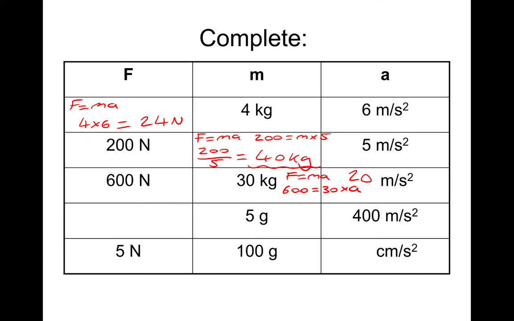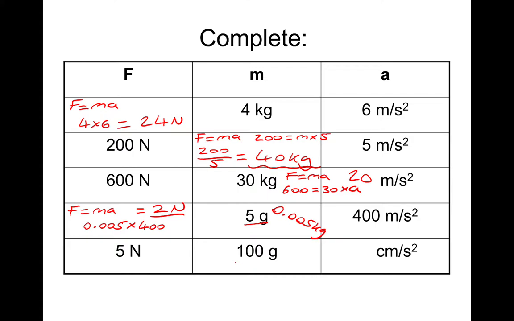So look at the next one. We've got to be a bit careful with this one because we've got 5 grams. So we need to divide that by 1,000, remember. So that is 0.005 kilograms. Then it's just F equals ma. Just got to simply multiply these together. So it's 0.005 multiplied by 400. So if you put that in your calculator, you'll get a force of 2 newtons.